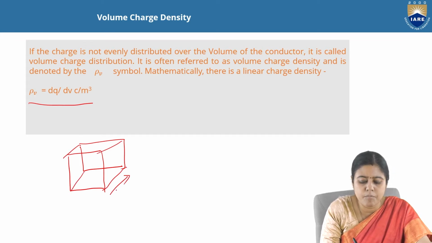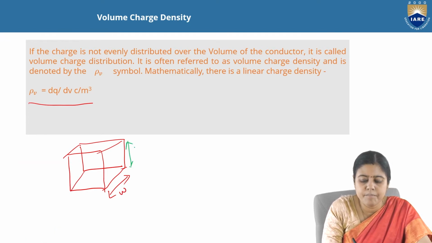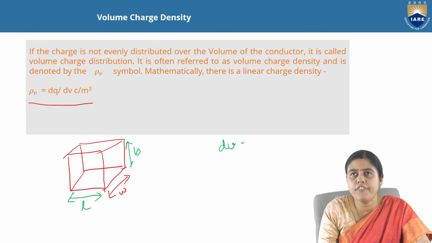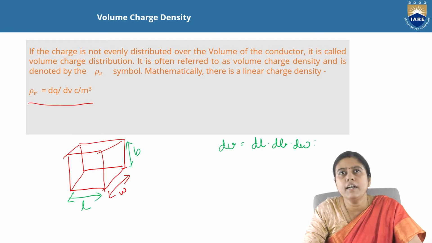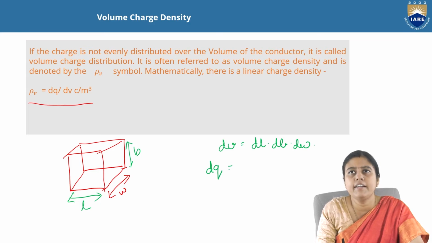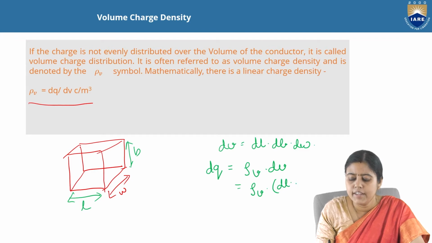So it has some width, it has some breadth and it has some length. So what is the value of the dv? dv is equal to dl dw dh. So this is the dv. So what is the charge? Charge dq, we can write dq is equal to rho v into dv. So we can also write rho v into dl into dv into dw.